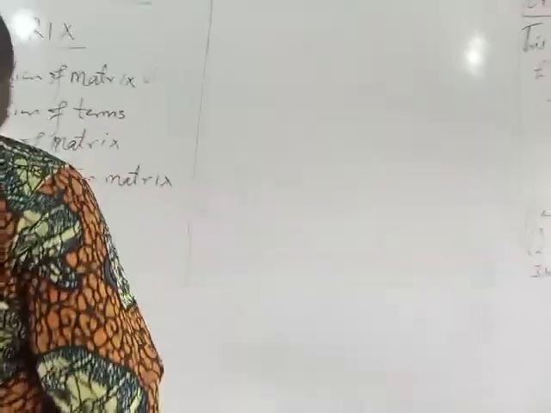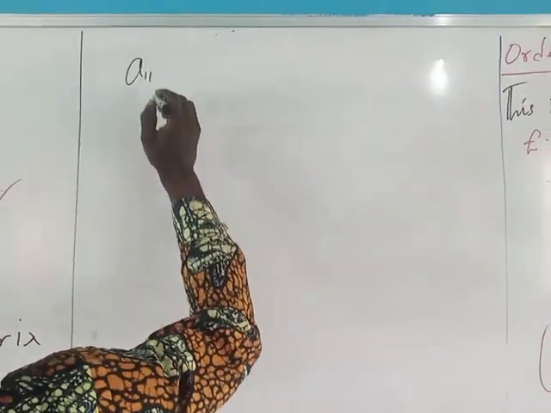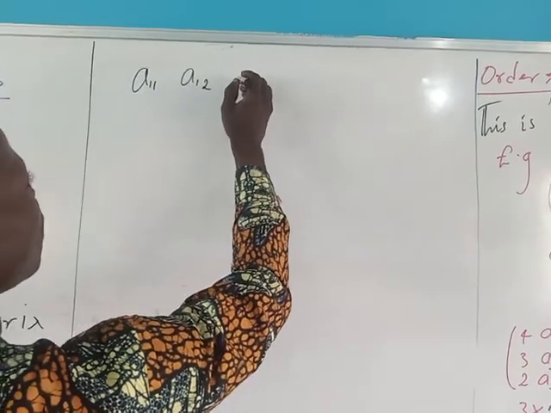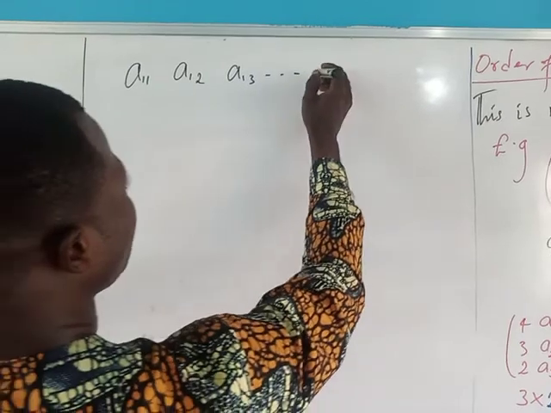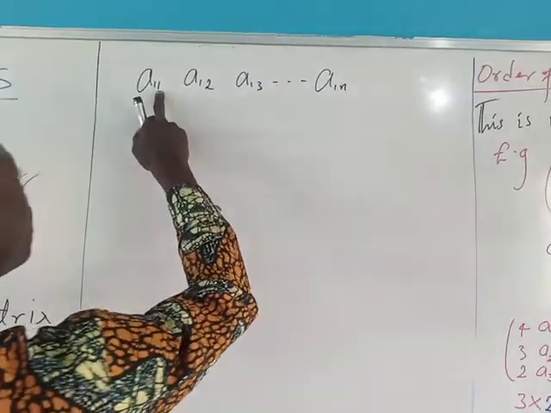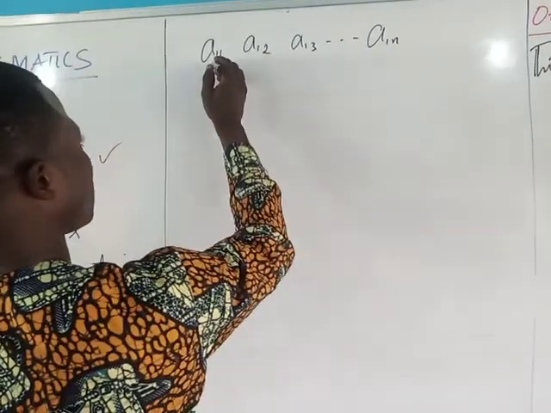If you have this, let's say A11, we call this A12, A13, to the last one, A1n. So we are taking 1, 2, 3, the n time of it, that's n.